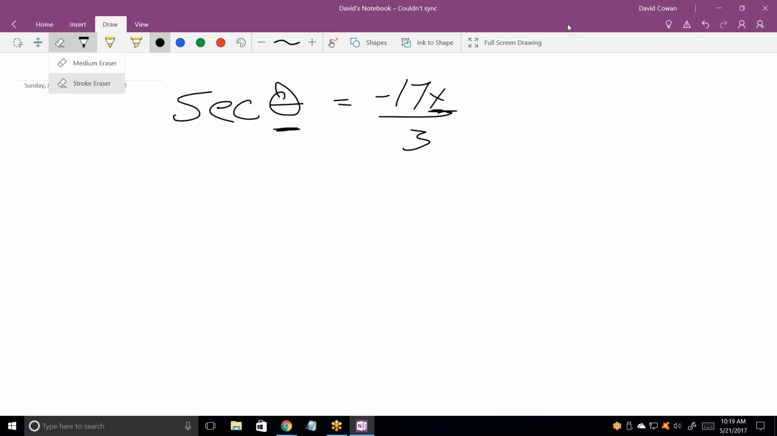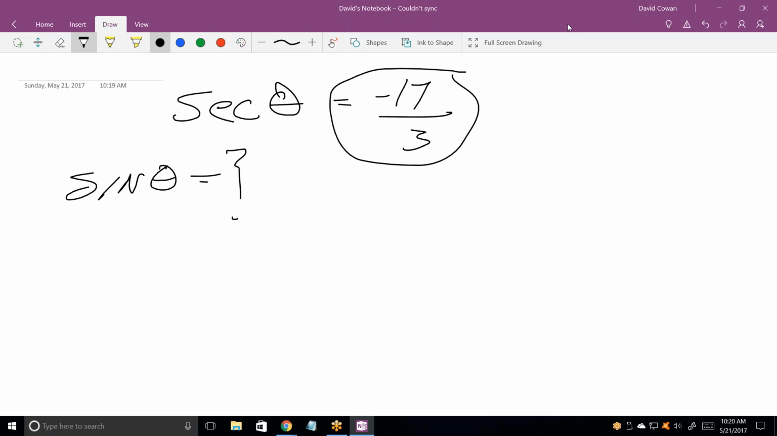Here's what I suspect the question is. If the secant of theta is negative 17 over 3, give me another trig function of theta. Tell me what the sine of theta is. Is it possible that's what they're doing here? I don't know. This is kind of the classic trig question, where they give you one trig function and its ratio, and then they ask you about other trig functions.